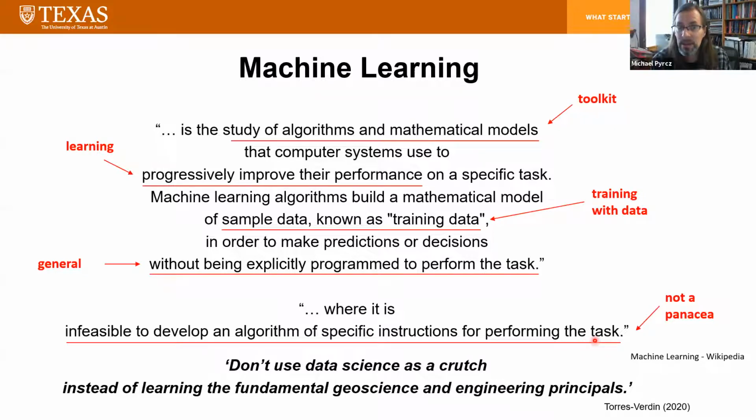What does that mean? If you know the physics, if you understand the geoscience processes, you understand the data to a great degree, don't use a machine to try to figure it out. It's not a panacea solution. In fact, a really great quote, and this was from Dr. Torres Verdin, also appointed over in Jackson School, he talked about the fact that you shouldn't use data science as a crutch instead of learning the fundamental geoscience and engineering principles, which I thought was fascinating.